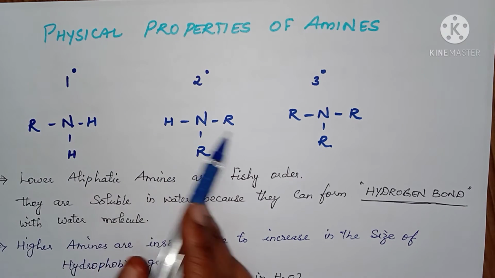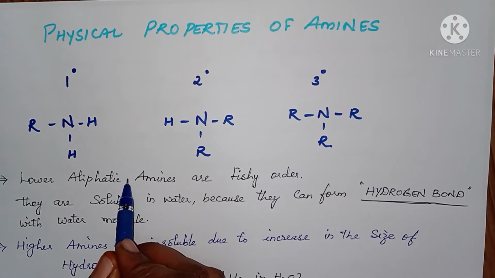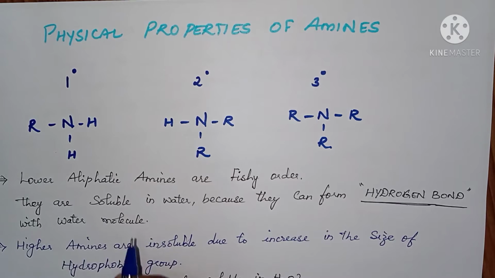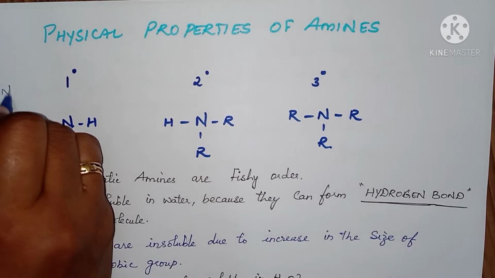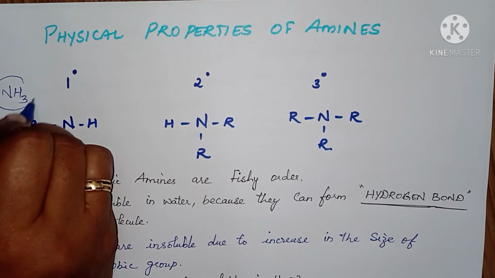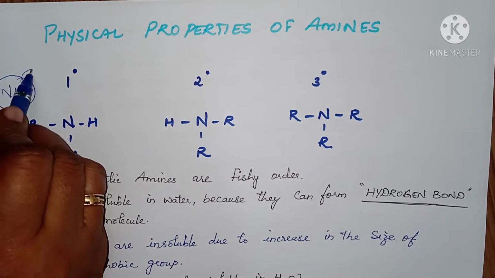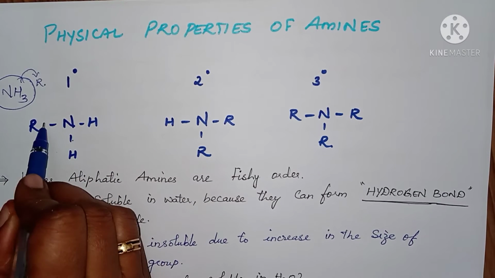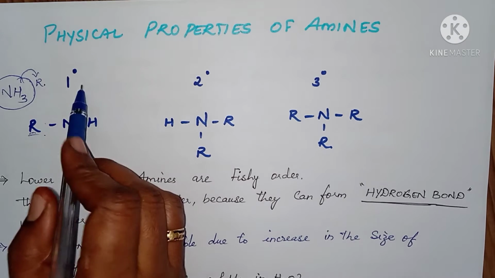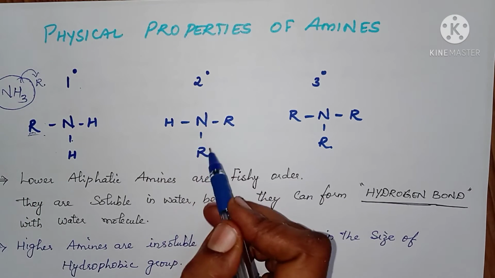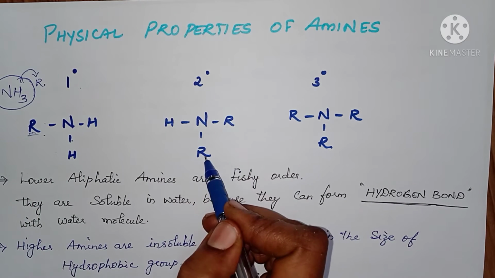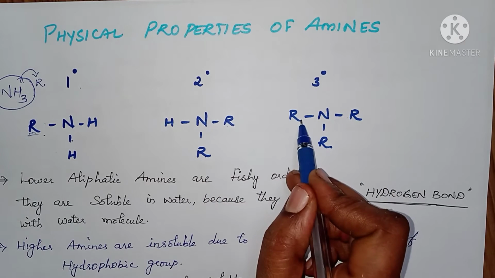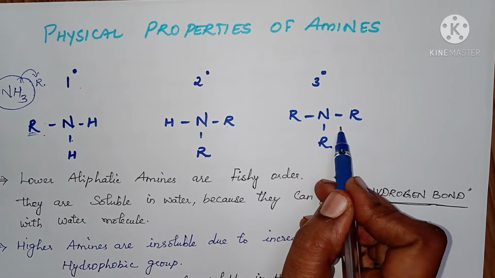In that, primary, secondary, tertiary amine, I have already explained in the starting classes. Primary amine means, in ammonia, what is the formula? NH3. In that ammonia, one hydrogen is replaced by an alkyl group. Instead of hydrogen, one alkyl group is there, so it is a primary amine. Instead of two hydrogens, two alkyl groups are there, so it is a secondary amine. Instead of three hydrogens, three alkyl groups are there, so it is a tertiary amine.